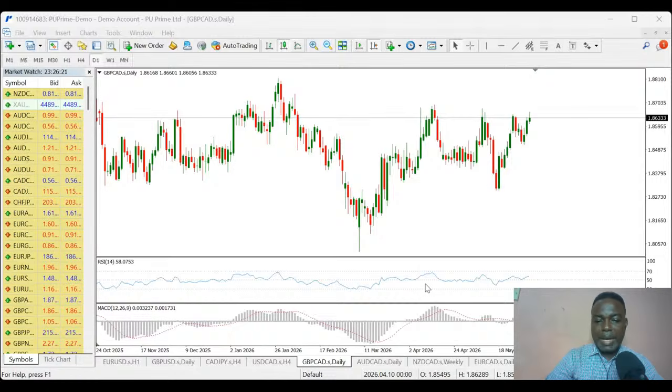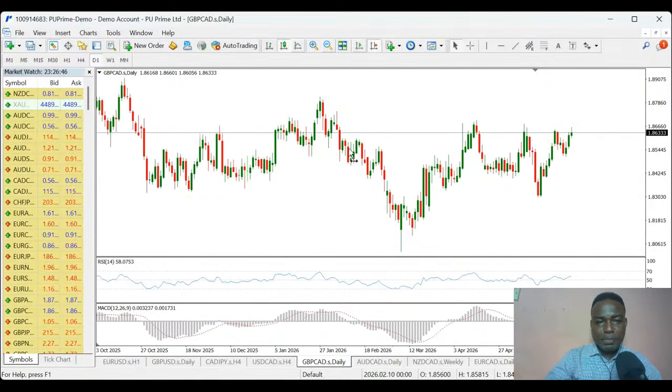So for the GBP CAD, this is the daily time frame again. Now you may wonder, why am I looking at the daily time frame? Because the higher time frames give clarity as to the direction of the market. Lower time frames, 1 hour, 4 hour, are better for entry. So look at the trend and the big picture, because the market often goes in the direction of the higher time frame. All right. With that being said, let's look at the GBP CAD.